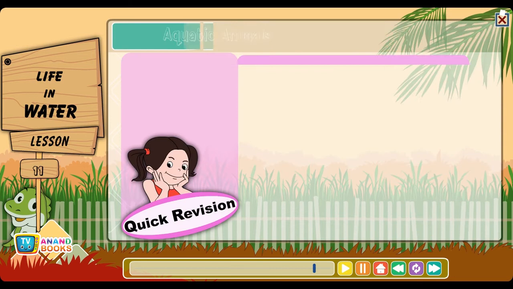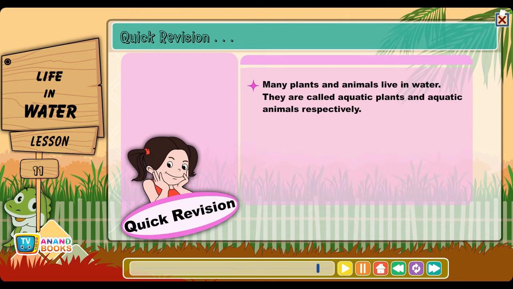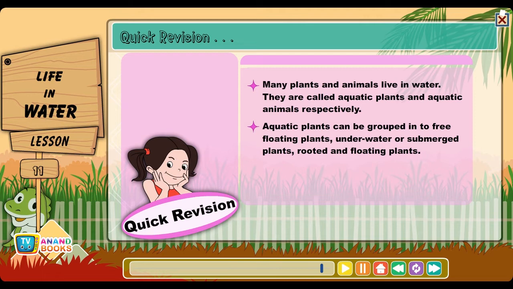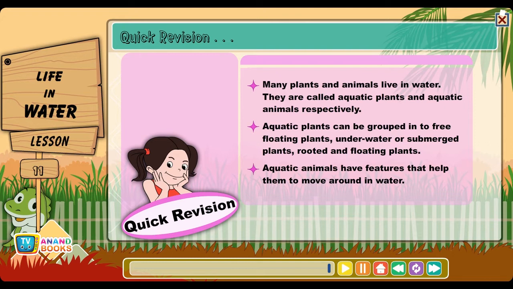Quick revision. Many plants and animals live in water. They are called aquatic plants and aquatic animals, respectively. Aquatic plants can be grouped into free-floating plants, underwater or submerged plants, rooted and floating plants. Aquatic animals have features that help them to move around in water.